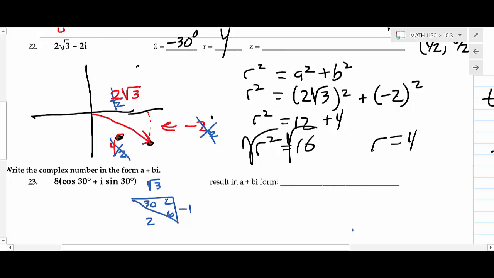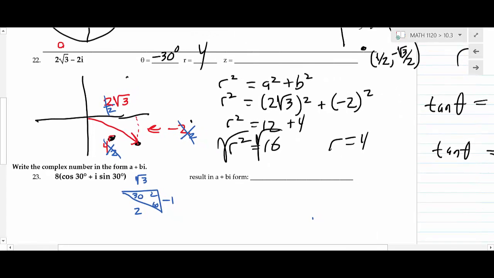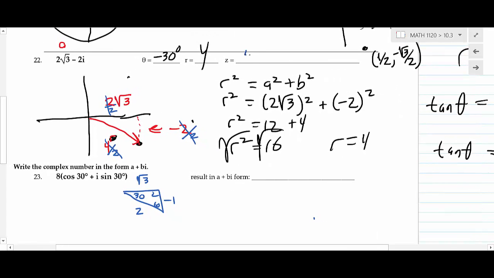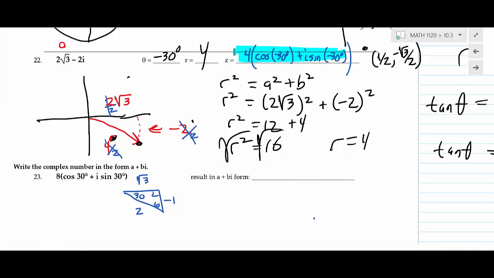Okay, so that tells you you have a 30 degree reference angle, but since you're in quadrant 4, use negative 30. So the final answer would be 4 cosine negative 30 plus i sine negative 30 degrees like that. That's your answer, problem done. Okay, so see, everything you're doing here is applying trigonometry you've done for a long time now. That's what makes this stuff easier for students at the end of the semester. Okay, any questions about anything?